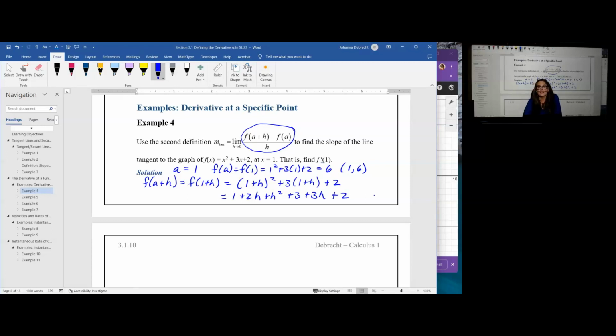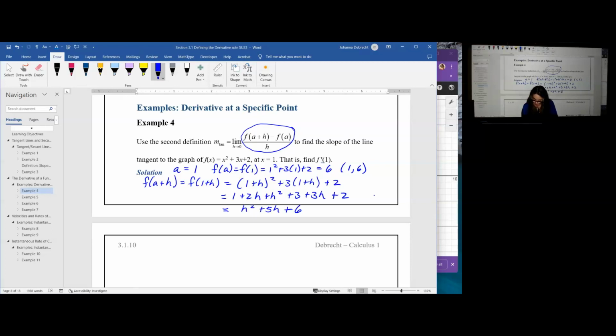Now, what do I have in the numerator? In the numerator, I have f of a plus h minus f of a. I can combine my 1 and my 2 and my 3, my 2h and my 3h. When I do that, it will give me a simplified version, which I can then use in the equation. So this will give me h squared plus 5h plus 6, I believe.